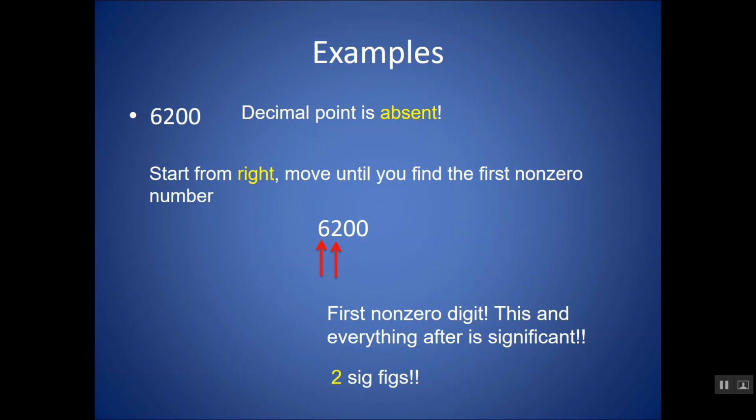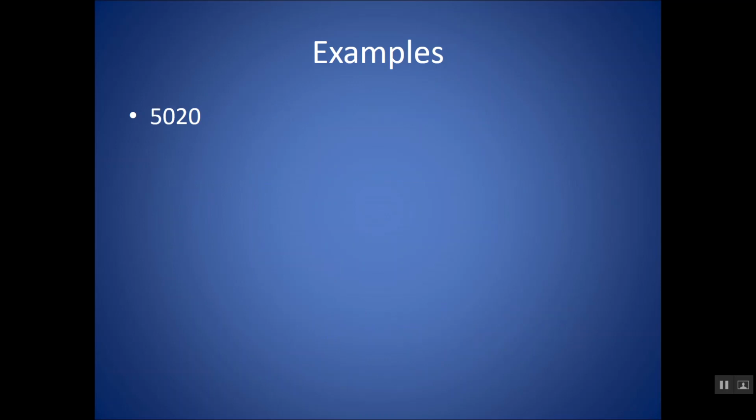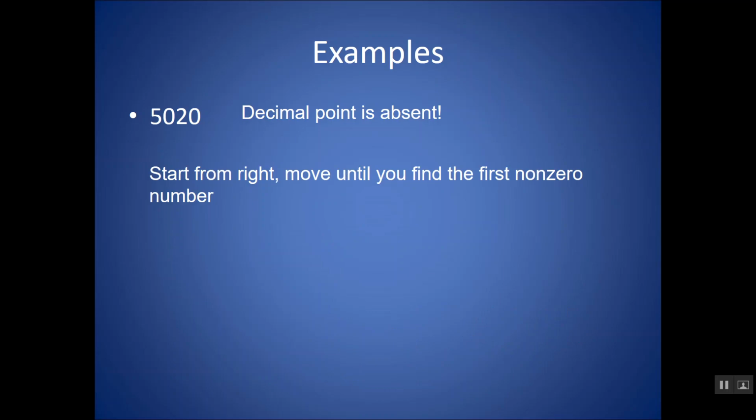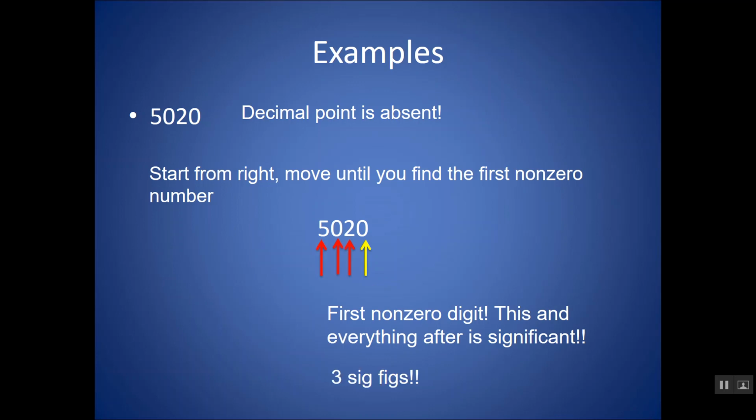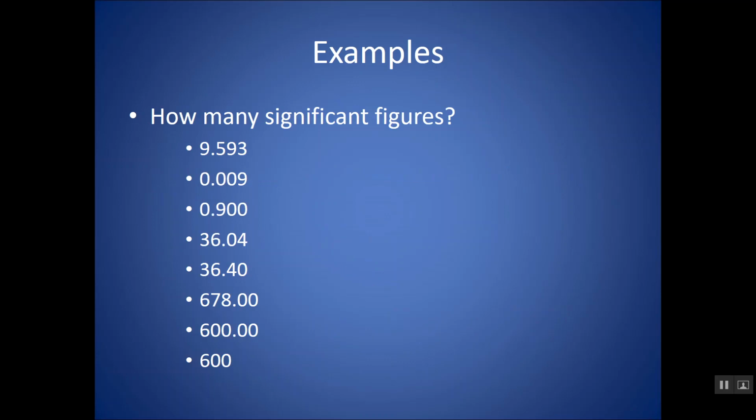So it's the same process, it's just moving through the number in a different way, depending on whether the decimal point's absent or present. Okay, this one, decimal point absent, we'll start from the right-hand side. There's a 0, keep going, there's my first non-zero. That and everything after is significant, so there are 3 sig figs. Here are some examples to try. You might want to pause the video and try them.